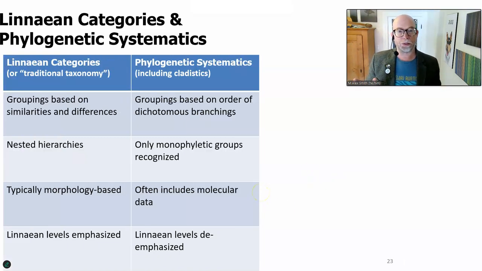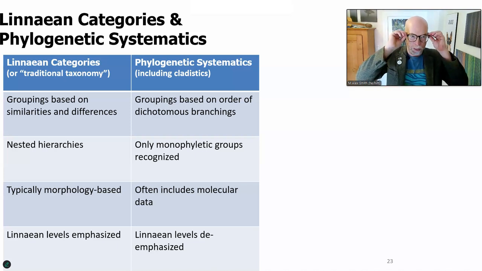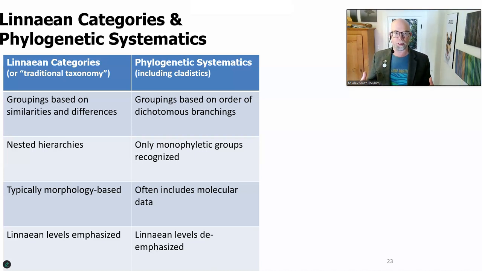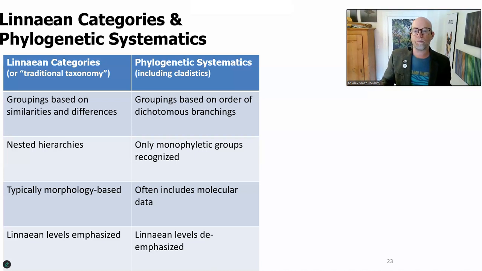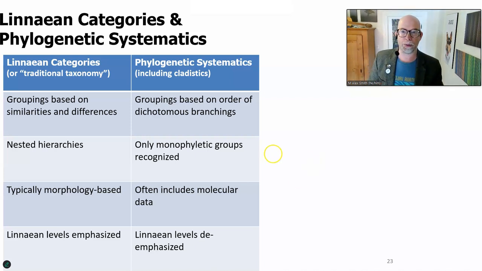Phylogenetic systematics gives us some more power for navigating the natural world because it's inherently hypothesis-based. And it's tree-based in the way that we're going to use it in this class. So we're talking about groupings based on dichotomous branching, the phylogeny. We're going to emphasize the importance of monophyletic groups. It often uses molecular as well as observable morphological data. And we de-emphasize the Linnaean categories because those are not natural. They're kind of our placing on the world of these rather unnatural things.